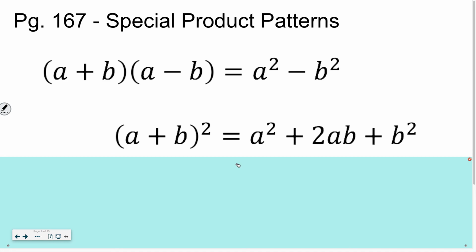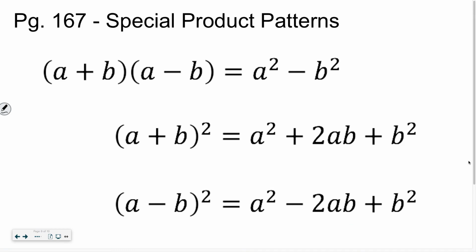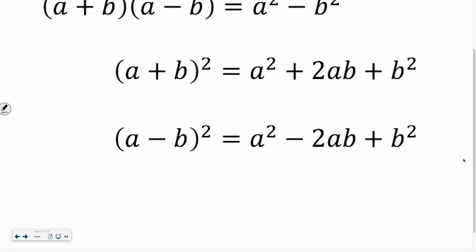I knew it was going to be 25x squared, because that's a squared, and then minus 2 times 5x times 2, which was minus 20x, and then plus b squared, which was 4. So I used the special product pattern. And likewise, there's one for a minus b squared, and that's a squared minus 2ab plus b squared. If you want to use those special product patterns and work smarter, not harder, feel free.